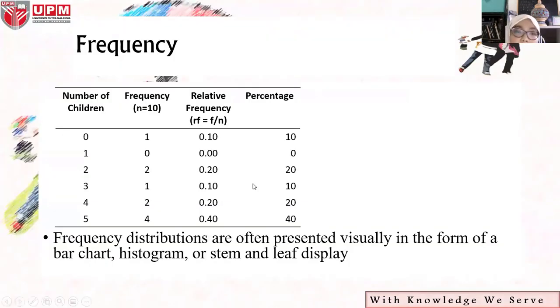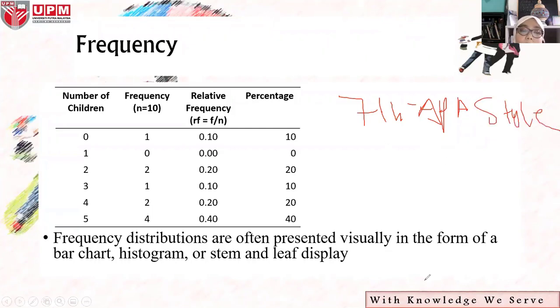So frequency, this is the example. Okay, you can either calculate the number of events occurred, and then you can calculate the relative frequency and then percentage. Just to let you know, when you report your data according to APA style, again, if you want to report your data using a table, please follow the 7th APA style in terms of reporting. Saya tak update lagi ni lecture saya ni untuk 7. The latest one is the 7th, but my lecture is still based on the 6th APA style.